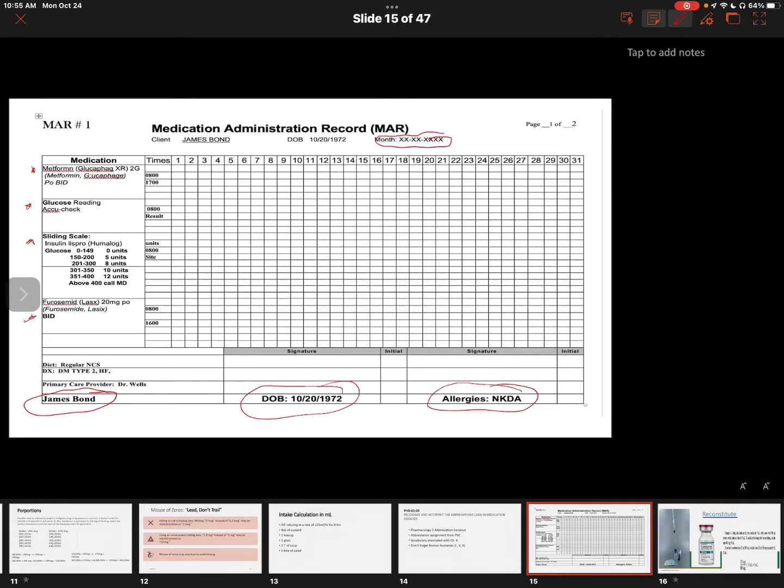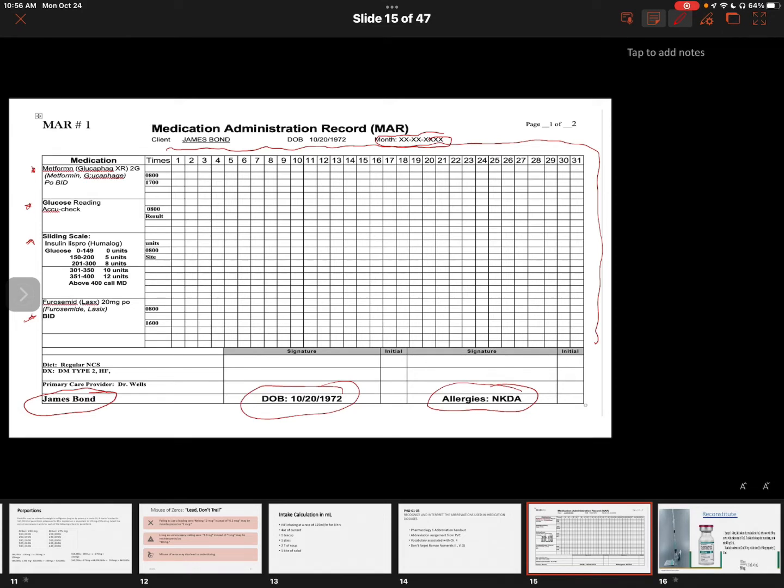And then we have times scheduled for those medications, 0800, 1700. Make sure that you're familiar with military time because a lot of these meds will be written in military time and sometimes they're just written in normal times. This entire med administration represents a calendar. As you can see here, there's days 1 through 31. So on a month that has only 28 days, we would record up to the 28th day and leave the remainder of the boxes empty. If there are 31 days, then we would record all 31 days.